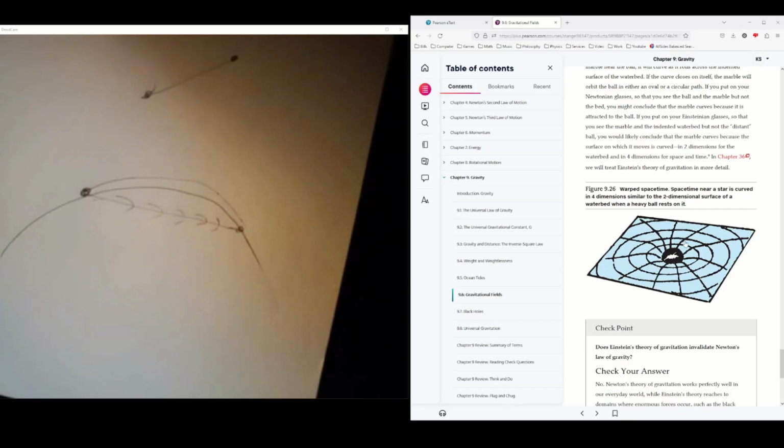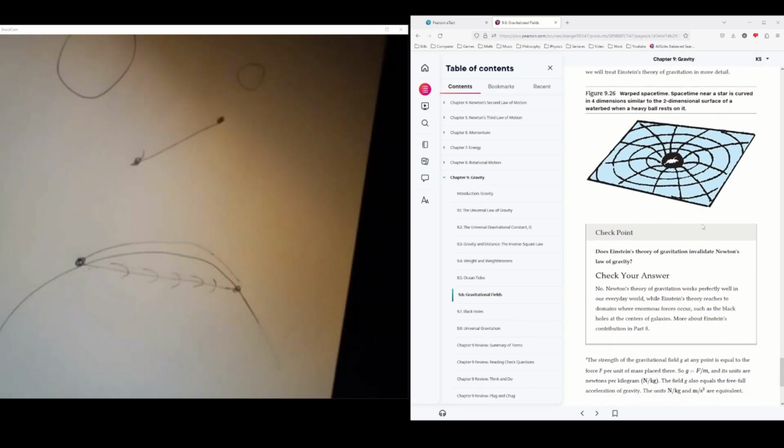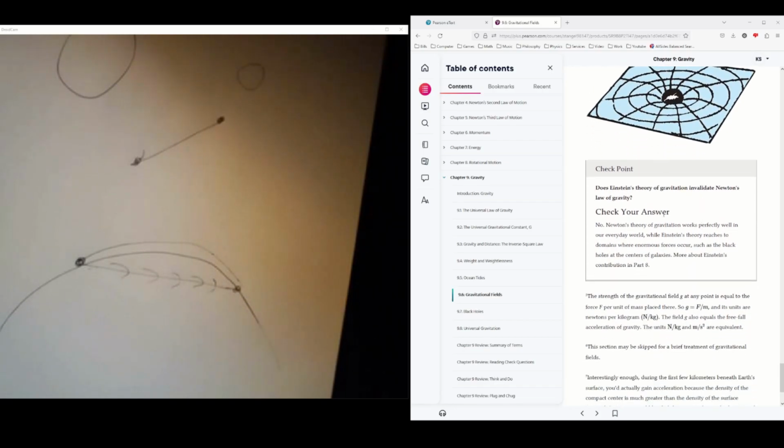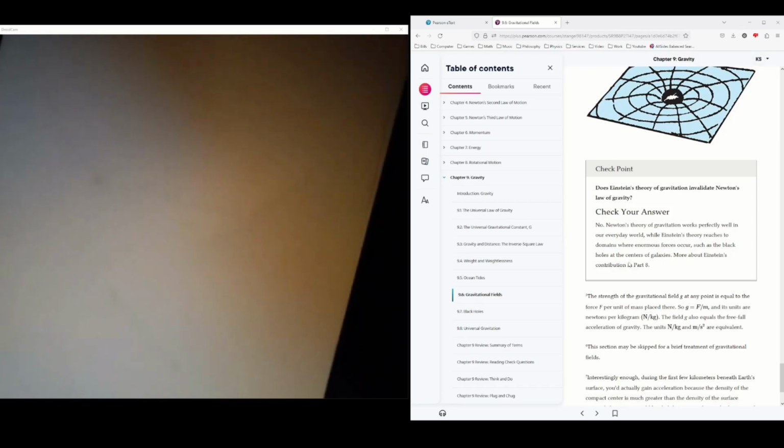In Einstein's world, one could argue that gravity isn't even a force. Gravity is actually just the result of how objects move in a curved space. So gravity with Einstein is vastly different than Newton. Does Einstein's theory of gravitation invalidate Newton's law? Absolutely. Absolutely 100%. They say no here. That's absolutely wrong. It absolutely invalidates Newton's theory of gravity.